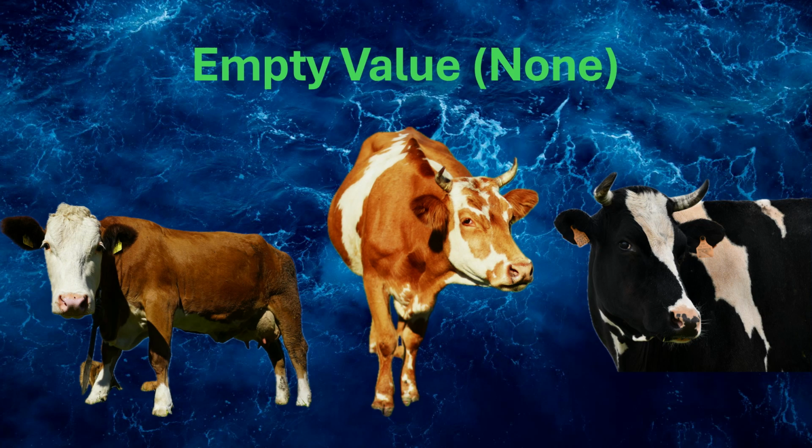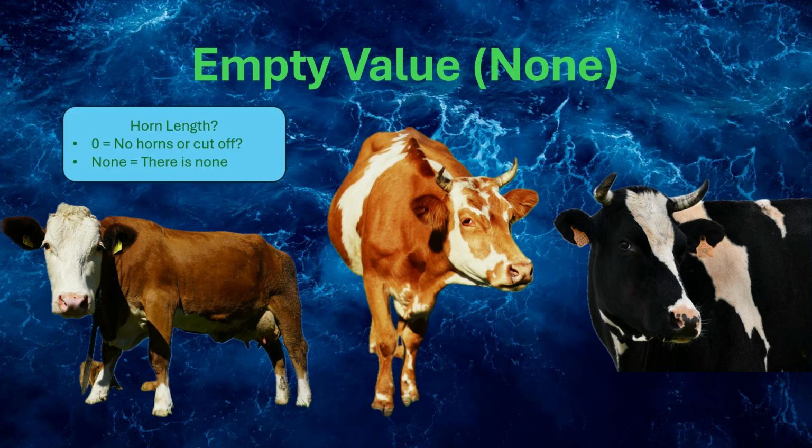Meet Anna. Anna is also a cow, but she doesn't have horns. So how do we represent this in our code? The question is, do we give a 0? Because she doesn't have a length, right? So 0 would be appropriate. But if you read the code of someone else, does 0 mean she has no horns? Or does 0 mean the horns aren't long, so they're really tiny? Or were they cut off, for example? You don't really know for sure, right?